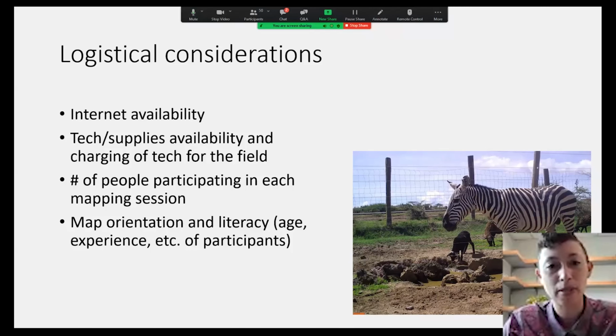And then if you're doing group sessions, you should think about the number of people participating in each mapping session, both as far as being able to have legible maps at the end, but also as far as getting people to teach each other map orientation and literacy, which is my next point. So, in my sessions, I had some folks that were literate and had seen maps before and some didn't. And we had these whole map orientation sessions where we were teaching each other how to read the maps and how to navigate them.